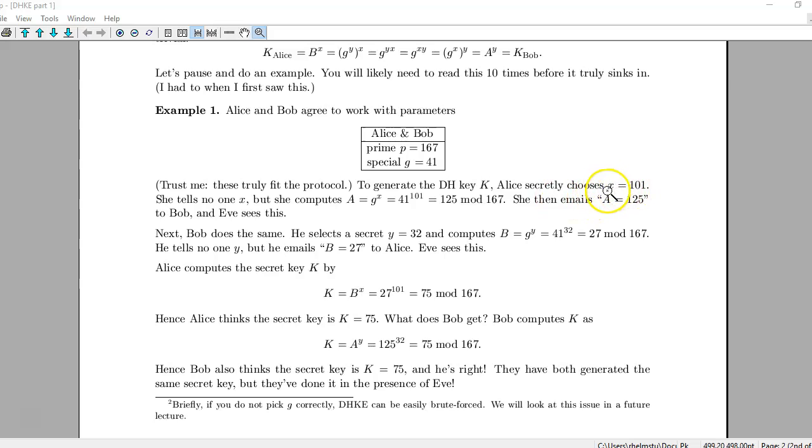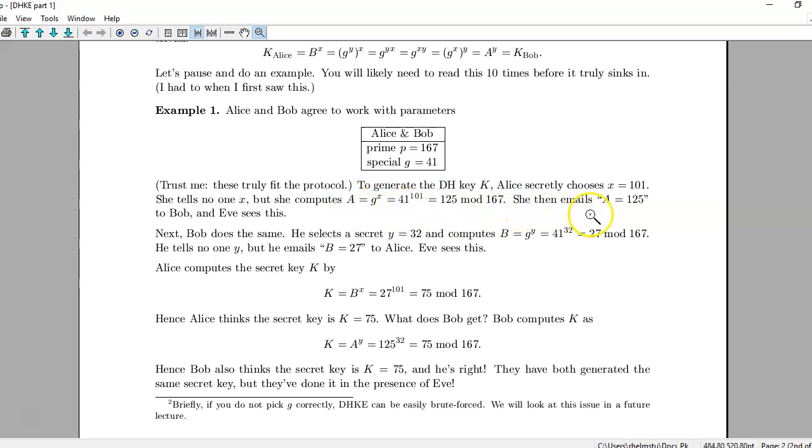So Alice chooses secret x equals 101. So that's her secret. X is going to be, for her, 101. And of course, nobody knows that. Not Bob, not Eve, not anybody, okay? So then she computes A, which is g to the x, all right? And so for us, that is going to be 41 to the 101, and she works mod 167. You can check on your own modular calculator that 41 to the 101 is 125 when you work mod 167, okay? So Alice's A is 125.